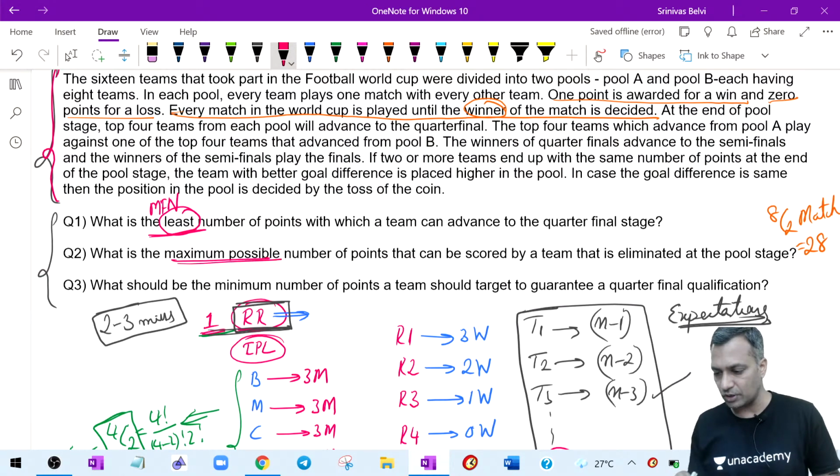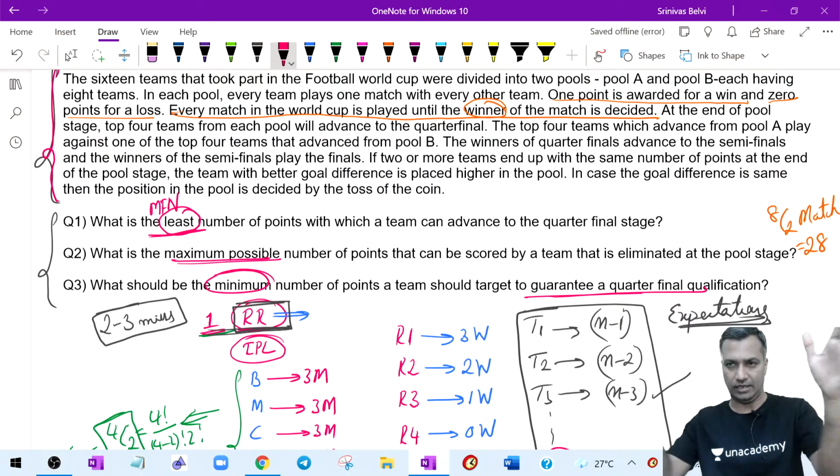What is the maximum possible number of points that is required? Right. Look at the second one. What is the minimum required for a guaranteed position in the quarterfinal? So this is the nature of questions. Okay. You may have asked.